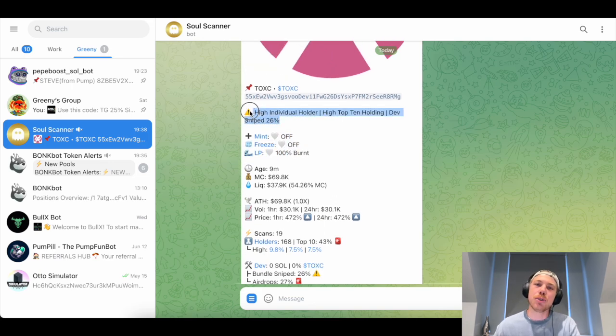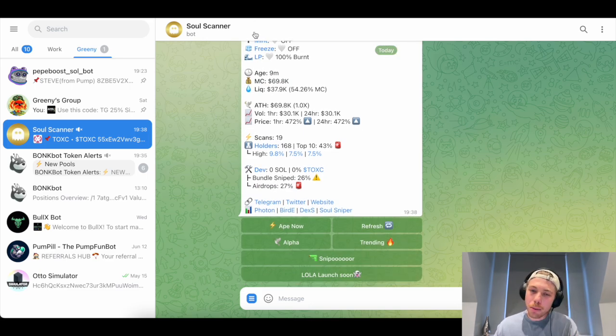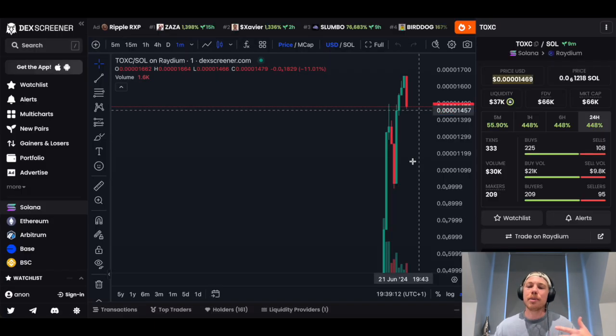And as you can see, it gives you a lovely little summary up the top there from Soul Scanner as well. So day trading is probably better to swing trade those ones that have high volume rather than trying to snipe some of these tokens.